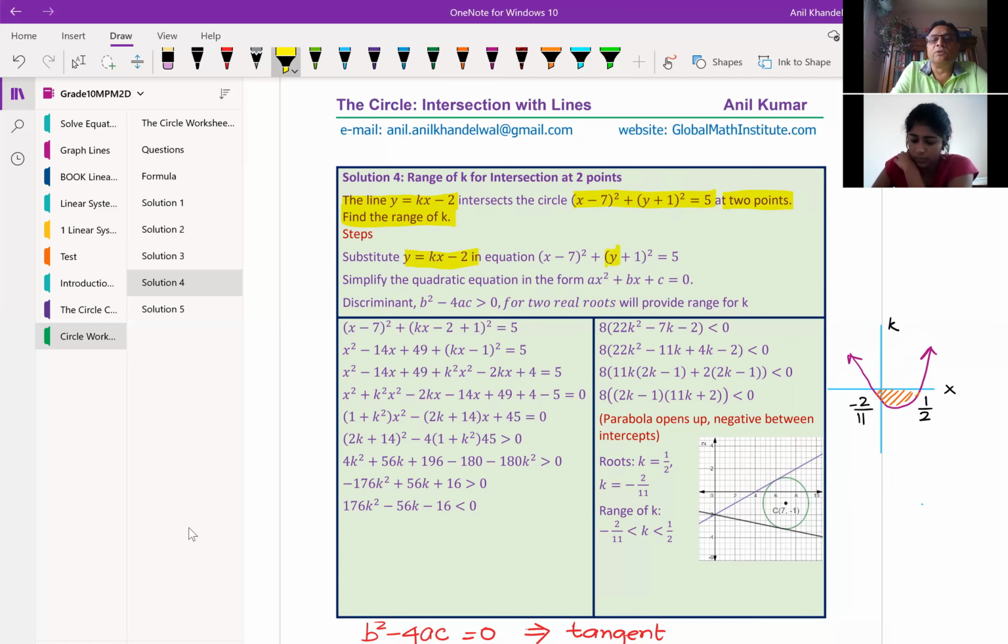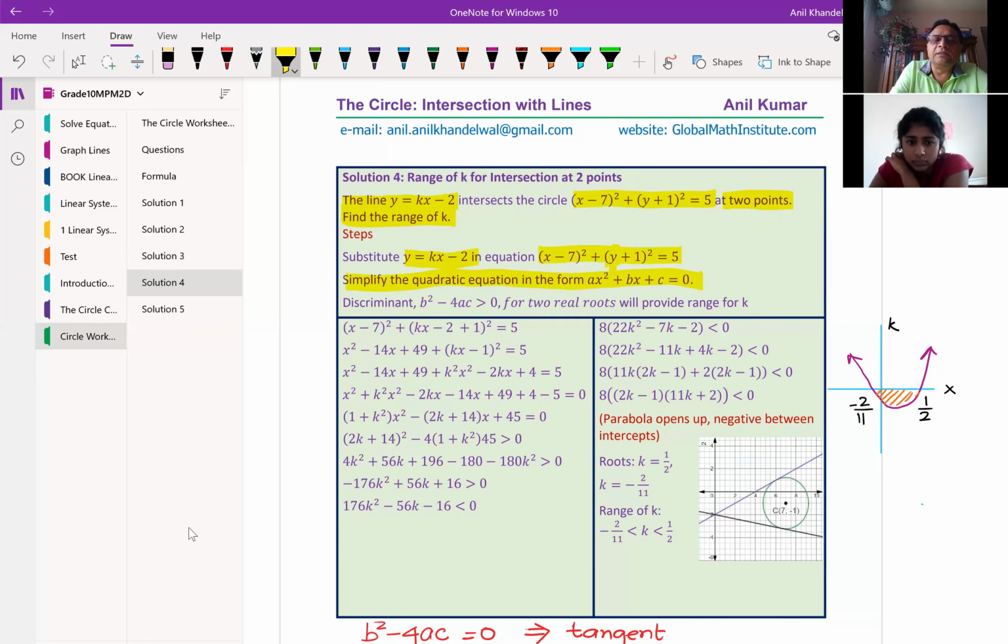We know y equals kx minus 2. We have already isolated y. We'll substitute that for y here, expand and simplify this equation. One part of the strategy is to simplify the quadratic equation in this particular form. Ultimately, we'll get an equation which is ax squared plus bx plus c equals 0.